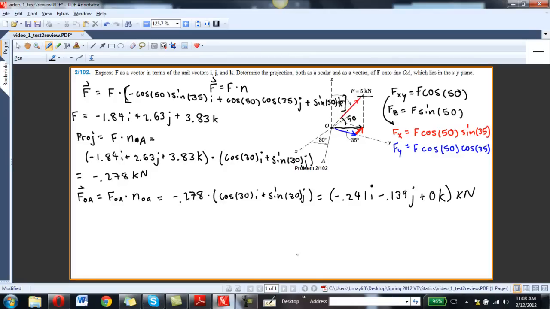So the key things to remember are, as F in unit vector terms, F as a vector in i, j, and k, you just multiply it by a unit vector. Unit vector is just the distances or the angles, whatever you want to think of it. And then for projection, you just multiply it by the unit vector of the line that you want to project it onto. And that's pretty much it. So that's your answer, and you can check it, and check out some of my other videos.